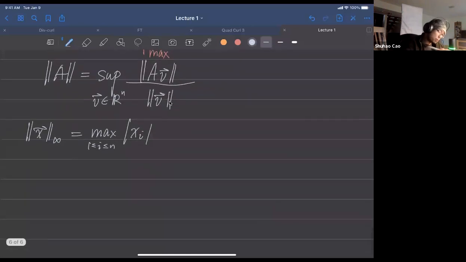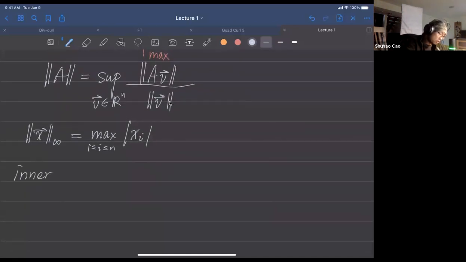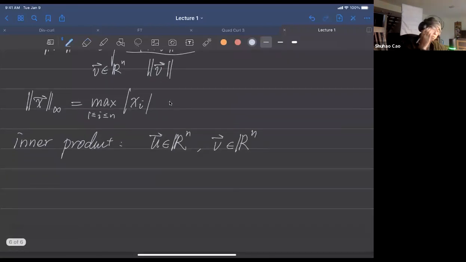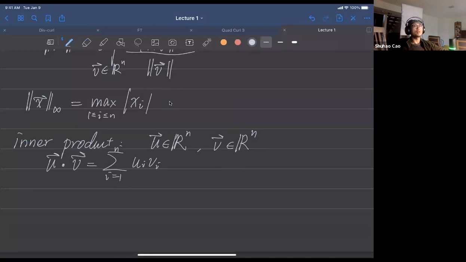The other important notation I want to review is the inner product, the inner product between two vectors. So for example, let me use u and v, with u in R^n and v in R^n. The inner product of the two, or say the dot product, is simply that we sum up the component-wise products.